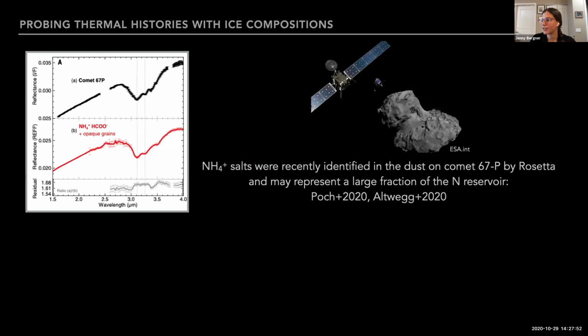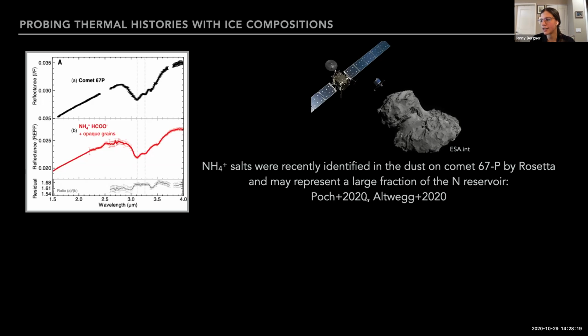And what was really exciting actually is that these ammonium salts were recently identified in the dust on Comet 67P by the Rosetta mission. So this was an orbiter that visited this comet out in space and was able to do a bunch of characterization. And among them, you see this reflectance spectra of the comet. And this is a lab spectrum of ammonium formate salts and some other sort of dust grain components, but we see that it's a really nice fit to the data.